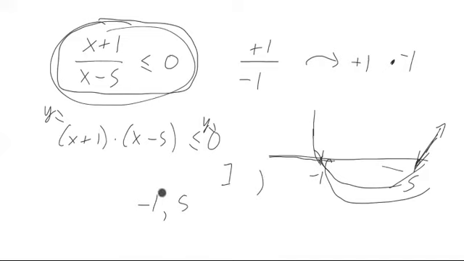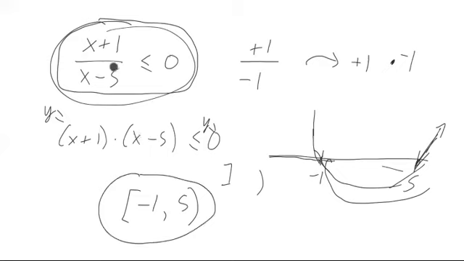Let's look at this endpoint, -1. We plug it in and we get 0 on the top and -6 on the bottom. That's equal to 0, so let's include it. What about 5? We plug it in and we get 6 over 0. That's not defined, so we don't include it. That's the only nuance we have to be careful about. We go back to check the endpoints to see if we use brackets or parentheses. But other than that, it's the exact same.